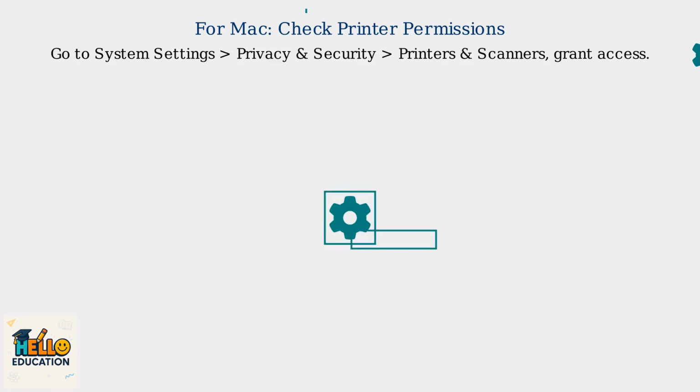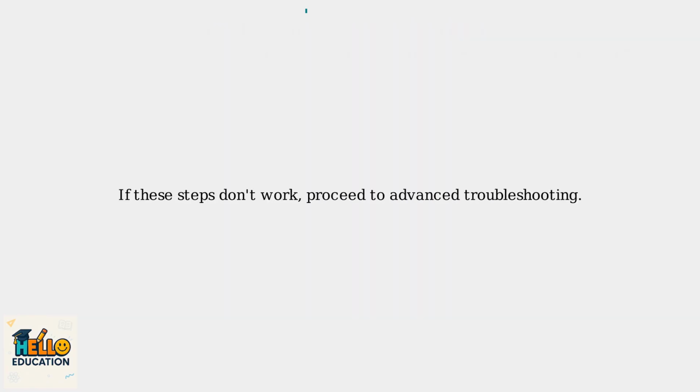Mac users should start by verifying printer permissions in System Settings under Privacy and Security. Make sure your printer has access. In the Printers and Scanners window, click Add Printer to set up your HP printer if it's not listed. If not, proceed to the next steps.